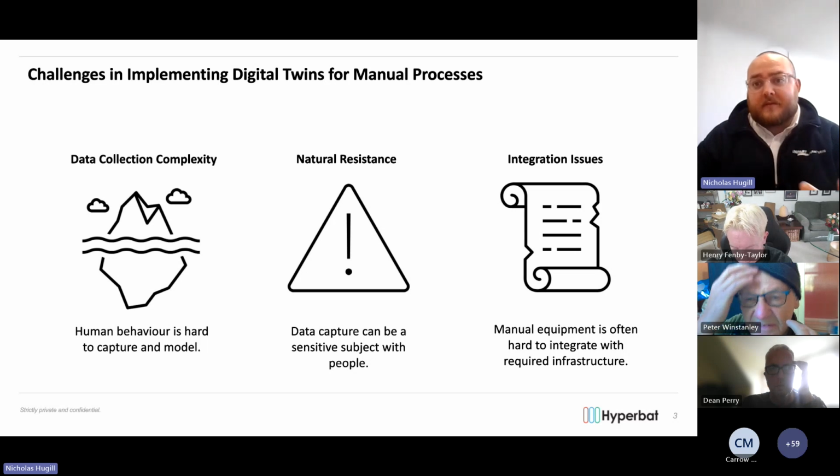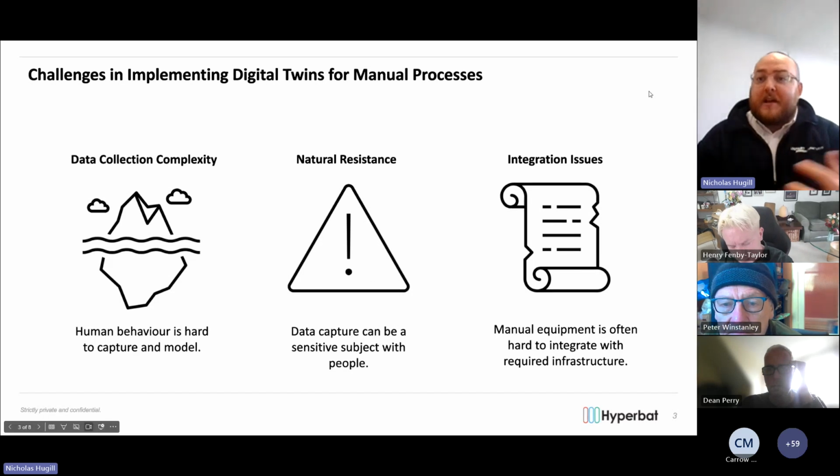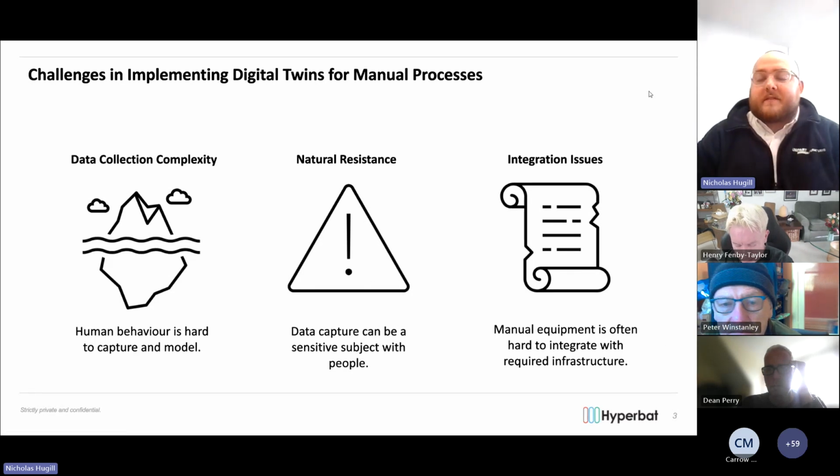We also face quite a few integration issues. Manual tools are often hard to integrate. They're dumb. They don't know what data they're capturing. Maybe they know the amount of cycles they've done, but it's not really describing the process and the way it was done. It gives you an output, a yes or a no, or a value. It doesn't tell you this process was done well, this process was done badly. So it gives you nothing to react against. And that's what we wanted to change.